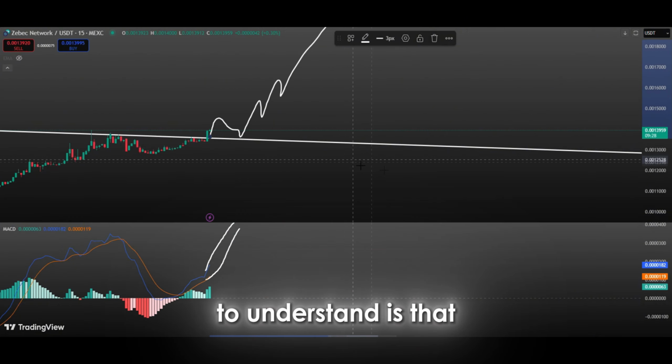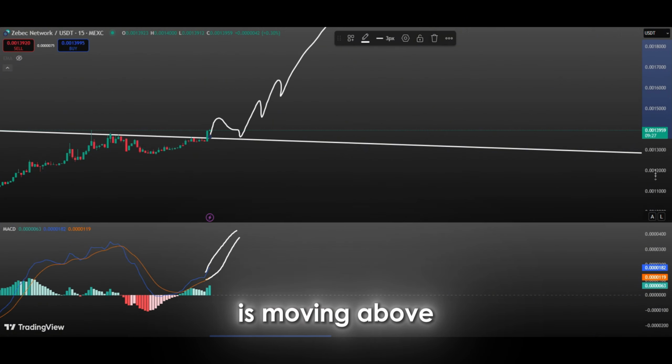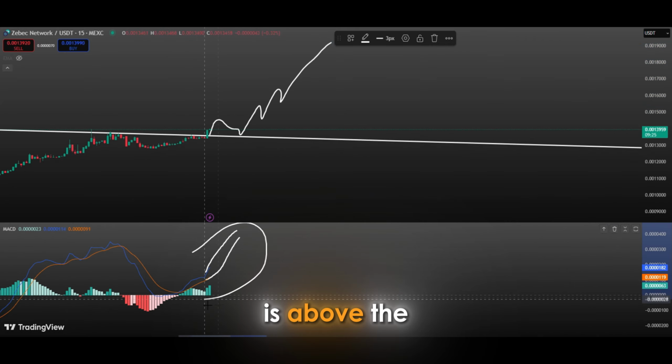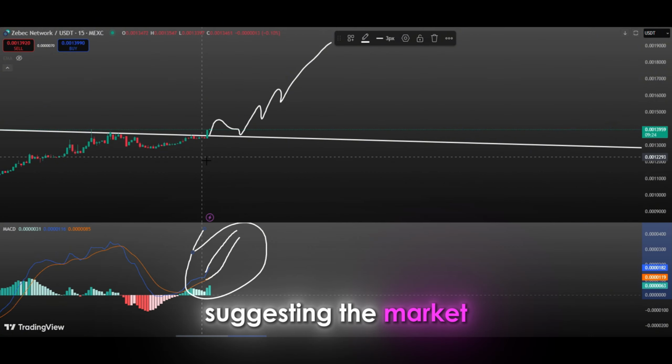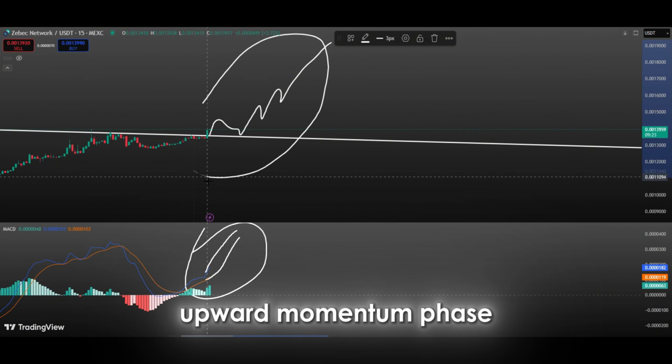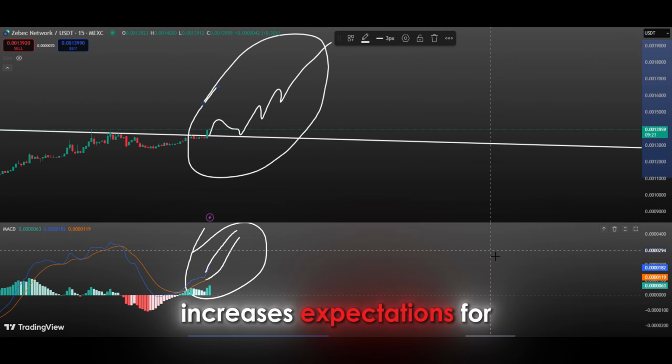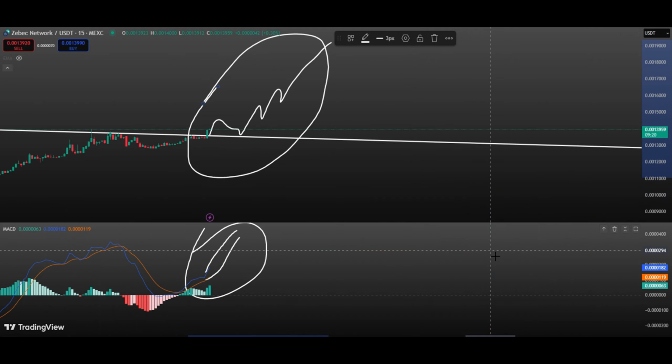One important point to understand is that when the MACD is moving above the zero line, it technically means that the short-term moving average is above the long-term moving average, suggesting the market is in an upward momentum phase. This reinforces investor confidence and generally increases expectations for continued price gains.